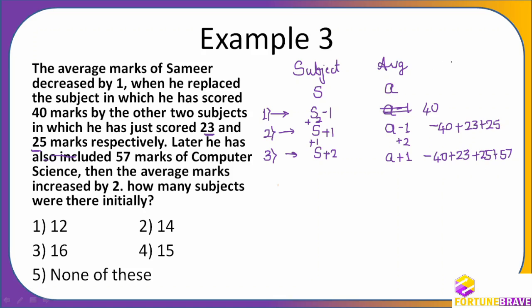Whatever I am discussing here is the sum. So if I say the sum is SA, now I'll remove this and write SA minus 40, and this is SA minus so and so, and this is SA minus so and so. Is that clear? Now this question we can solve in two ways.